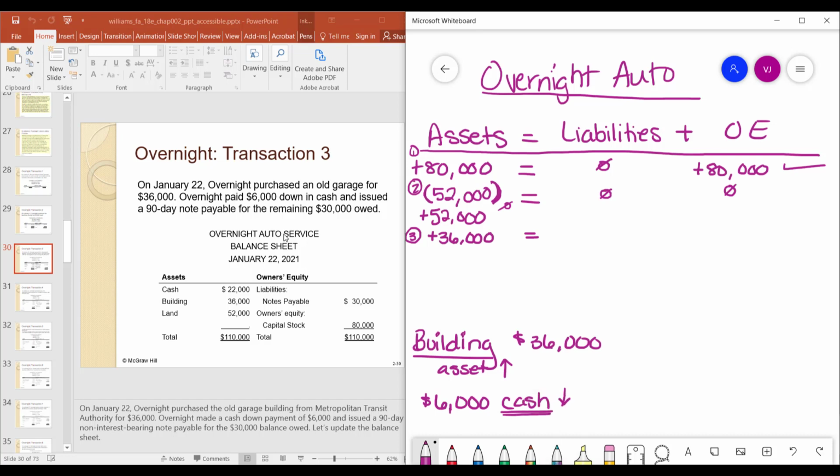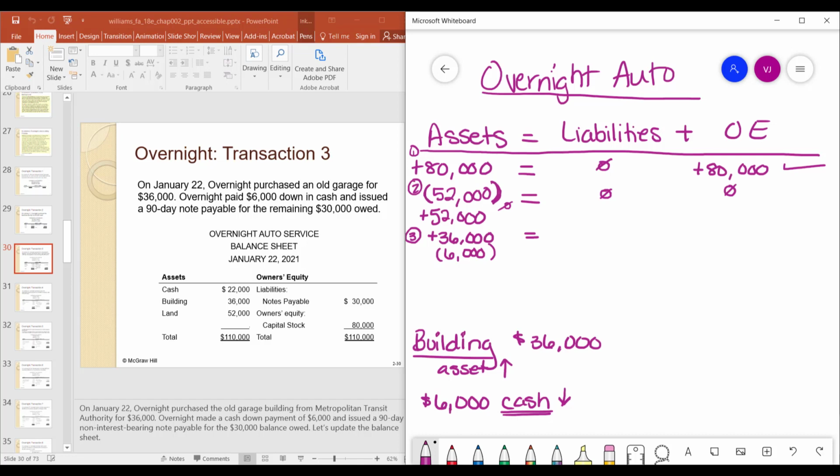Right? And cash is what kind of account? Is it an asset account, liability account, or owner's equity account? We know that cash is an asset, right? So if cash is going down by $6,000, so should my assets go down by $6,000. So at the same time that assets are going up by 36 because I bought a new building, my assets are also falling by 6,000 because I just spent some of that cash to buy that building.